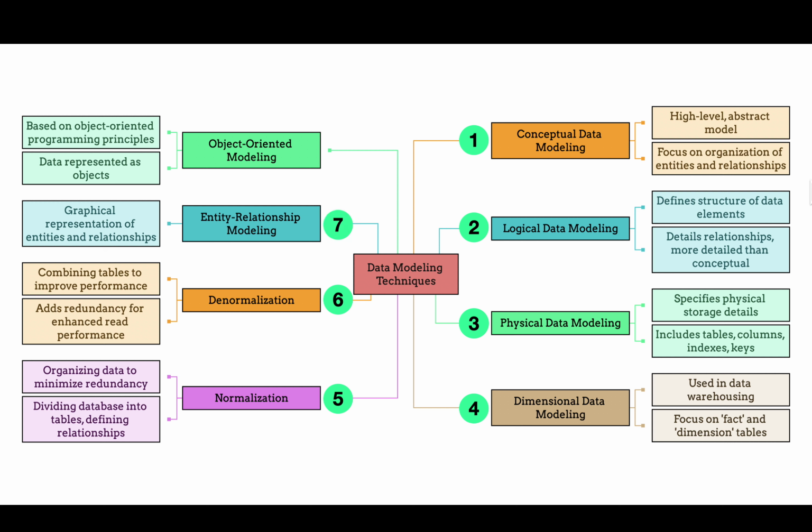7. Entity relationship modeling, a graphical approach to data modeling that represents entities, their attributes, and the relationships between entities. 8. Object-oriented modeling, based on object-oriented programming principles. Data is represented as objects, similar to software objects in programming.